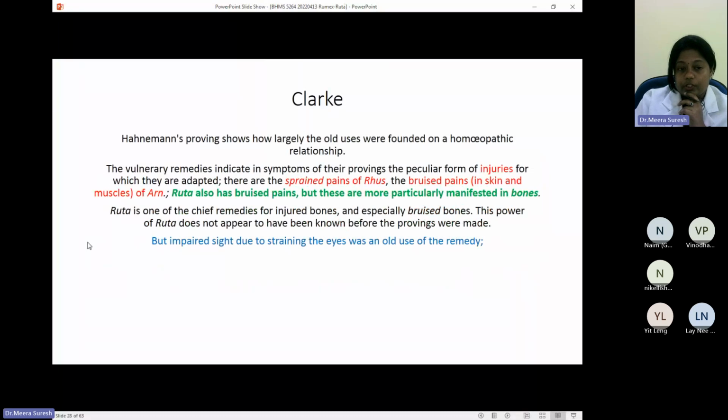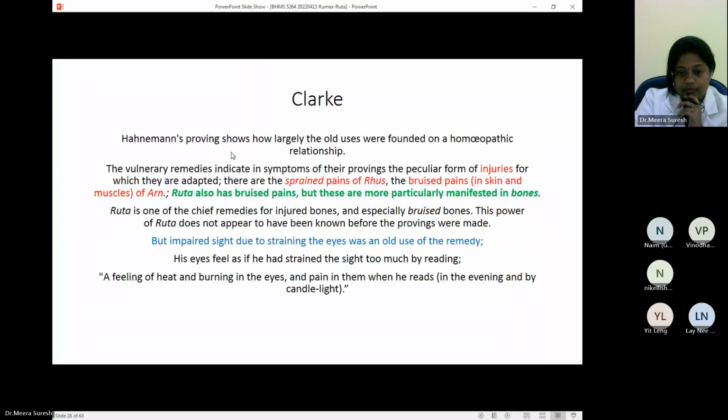But that was mostly old school. But when Hahnemann had proved this medicine, what he actually got was mostly the action with the injuries, or the bruise nature. So when he proved it homeopathically, we got the sprain sensation or the sprain pain of Rhus tox, bruise pain like that of Arnica. But the main feature is Ruta has this bruise pain or sprain sensation, particularly manifested in bones. So periostitis, perichondritis, that is more important.